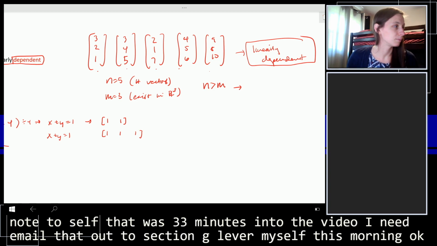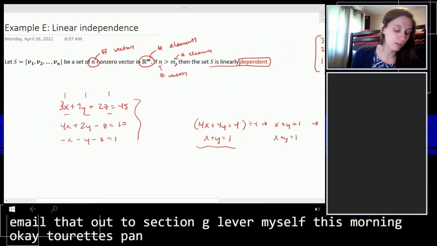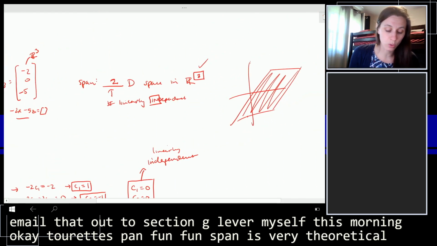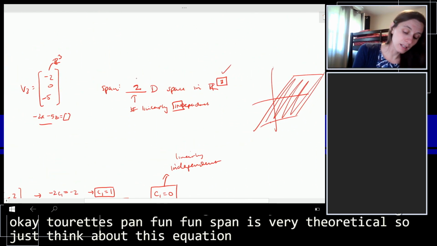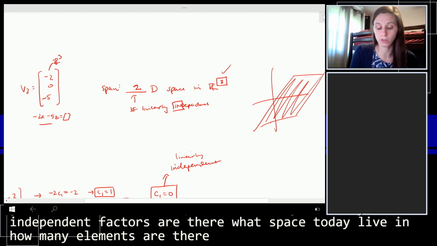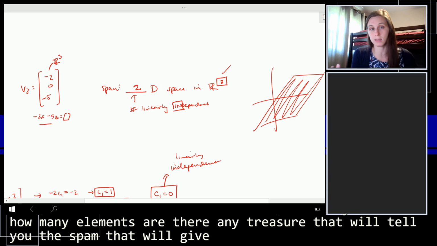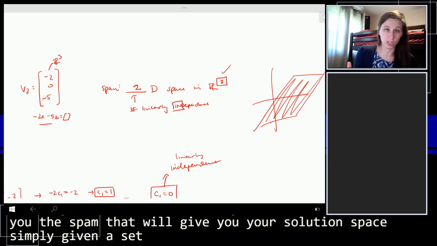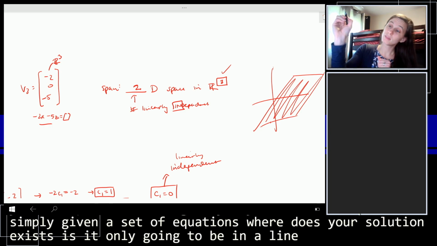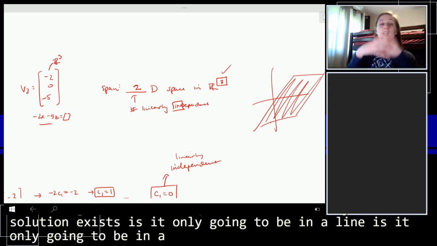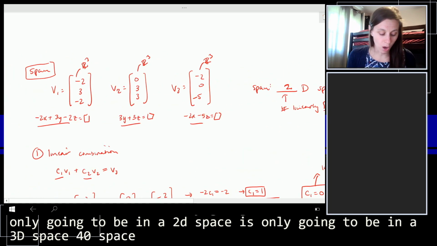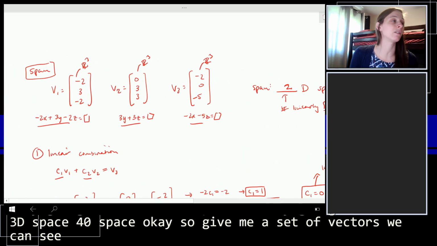Okay, so that's span. Fun span. It's very theoretical, so just think about this equation. How many linearly independent vectors are there? What space do they live in? How many elements are there in each vector? That will tell you the span. That will give you your solution space. Essentially, given a set of equations, where does your solution exist? Is it only going to be on a line? Is it only going to be in a 2D space? Is it only going to be in a 3D space? 4D space, etc.